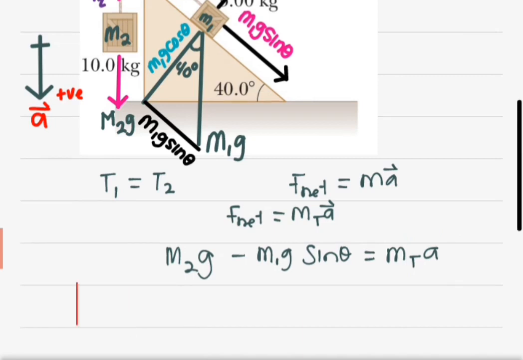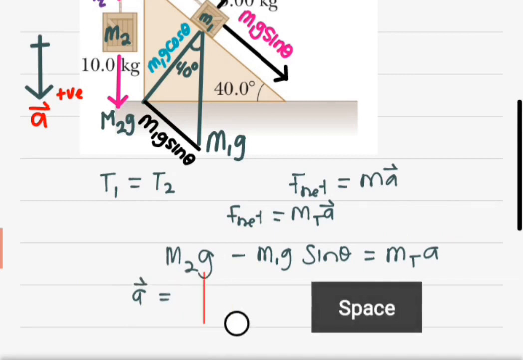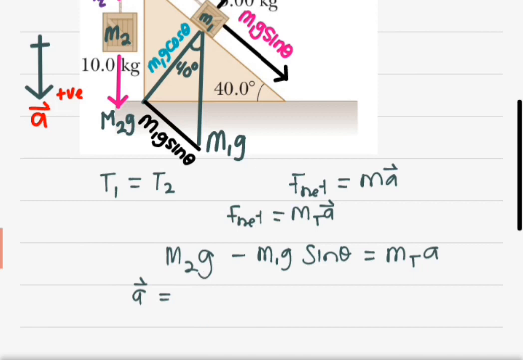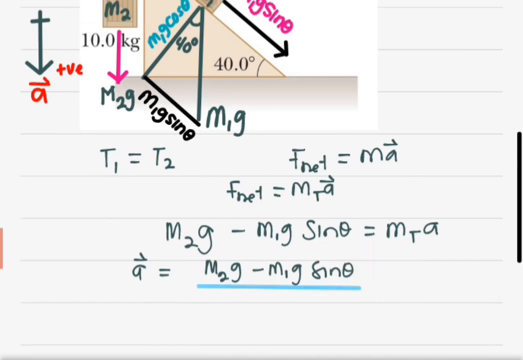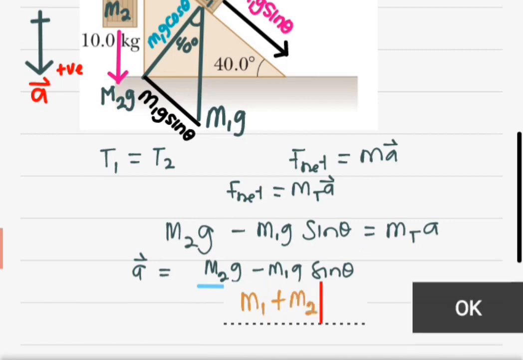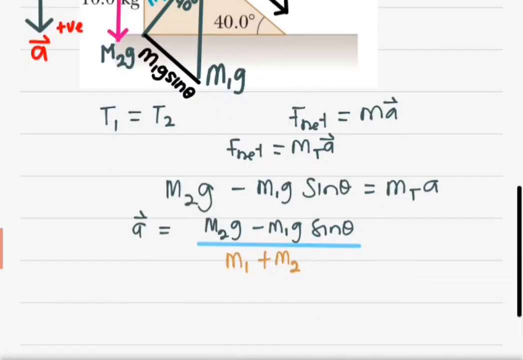Now this simply means that the acceleration a is going to equal m2g minus m1g sine theta, all divided by m1 plus m2. So that's the formula for your acceleration.